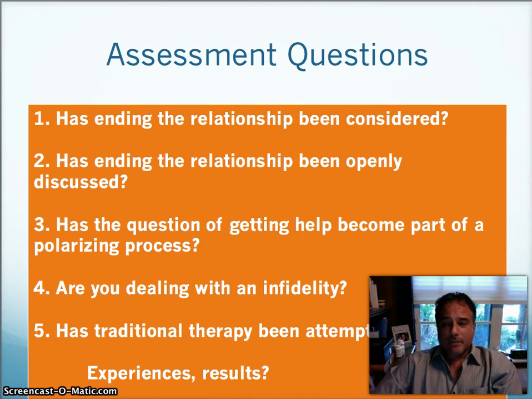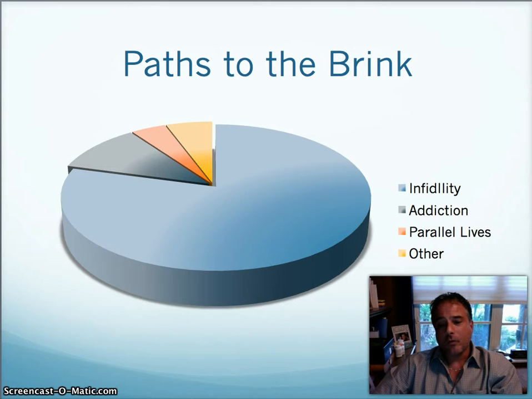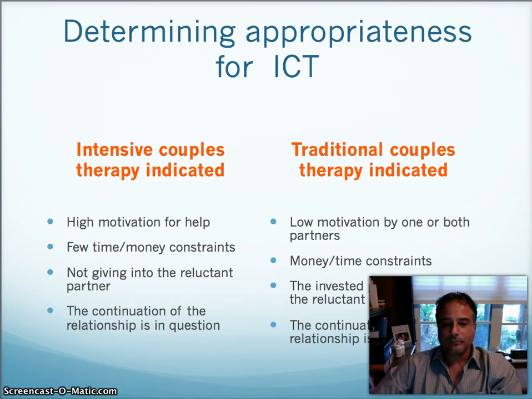The specific assessment questions that we ask are, has the relationship ending been considered? Has it been openly discussed? Paths to the brink: overwhelmingly infidelity, followed by addiction and this idea that clients are living parallel lives. And then I would say that a good percentage of couples are dealing with multiple paths to the brink.